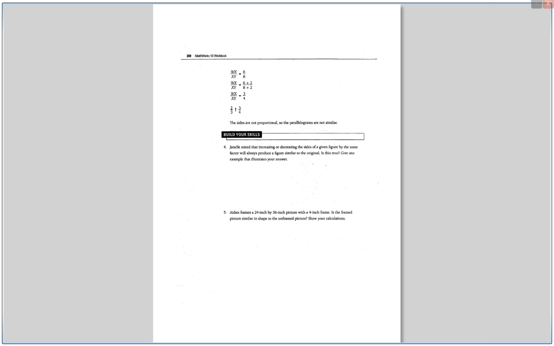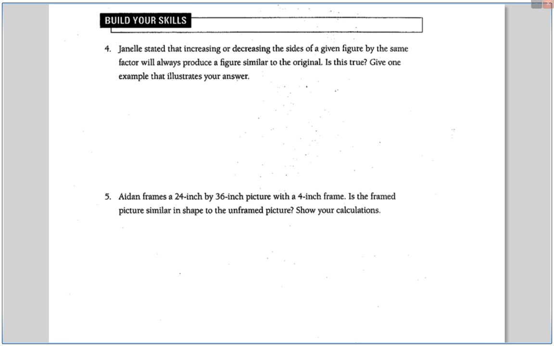Okay, jumping into builder skills number 4. Janelle states that increasing or decreasing the size of a given figure by the same factor will always produce a figure similar to the original. Is it true? And here the answer is no. You can't just add or subtract the same number. You have to multiply. You cannot just add.